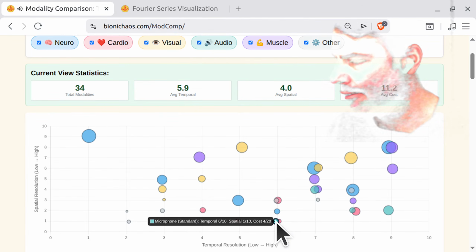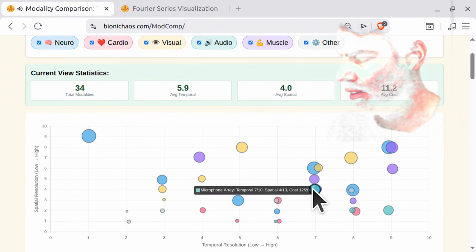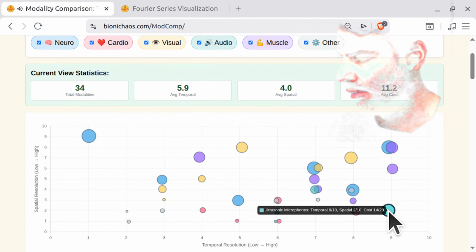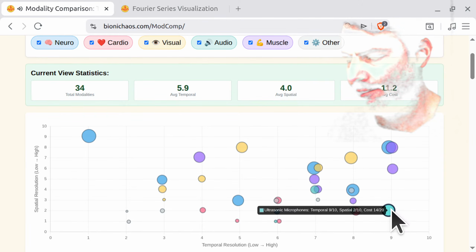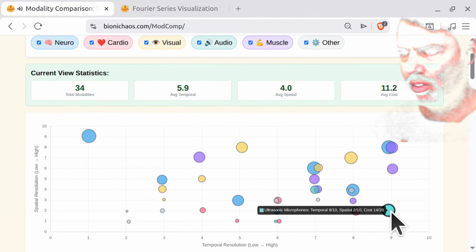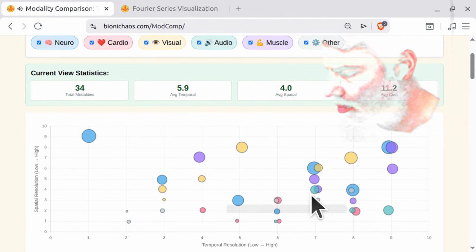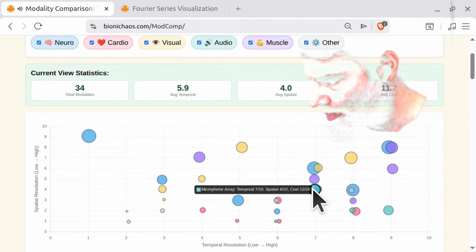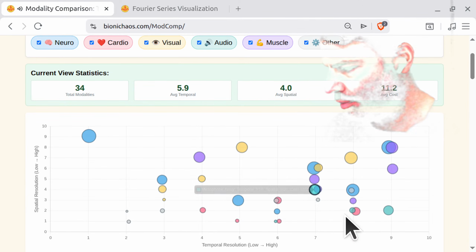Basic stuff. But then you have ultrasonic microphones. Huh? Those jump to 9 temporal, 2 spatial, and 14 cost, used for high-frequency analysis. Listening to things we literally can't hear, like bats, or maybe finding tiny flaws in materials through vibration. Exactly. Because sometimes hearing the dog whistle isn't enough. You need to hear the bat signal or diagnose a machine fault by its ultrasonic signature. It opens up totally different applications.